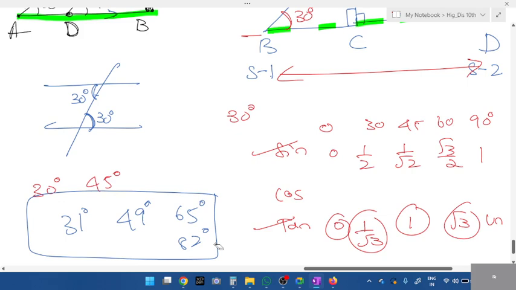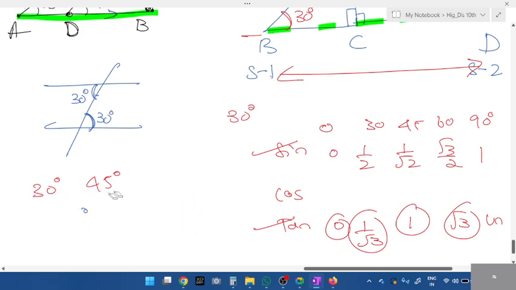So the first type, figure out whether it is angle of elevation or angle of depression. Second type, angles. 30 degrees, 40 degrees, it is very easy to solve. 39, 41, 50, all these are tough. Then the third type is the calculation part. Calculation part, I'll teach you all.